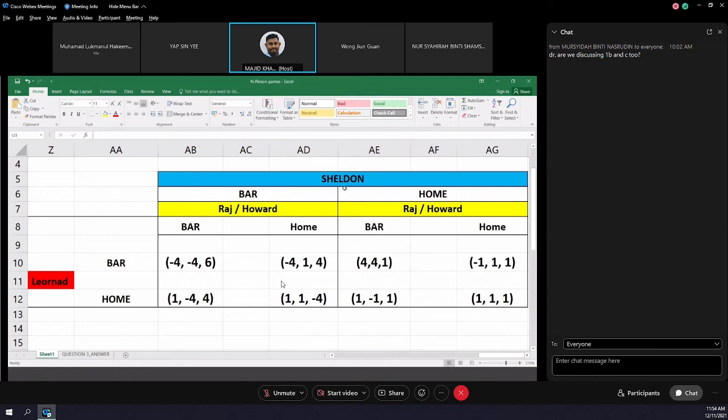What will happen is Leonard plays bar and bar. Sheldon also plays bar and bar or home. Sorry, Leonard plays bar and home. Sheldon also plays bar and home. Raj and Howard also play bar and home according to the strategy used by Sheldon or Leonard. This is how you convert the game into a 3x3 game. Can you get it or not? Can you understand or not?